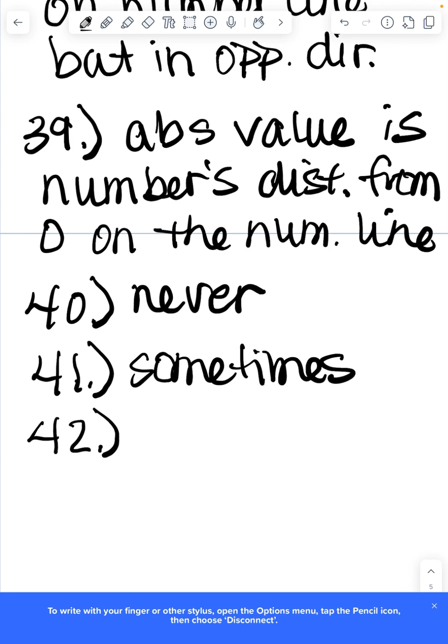Number 42, the opposite of the absolute value of an integer is not negative. Oh, the 0 is going to throw it in here again. So this is a sometimes. The reason is it is negative for all integers except 0, because you can't have a negative 0.